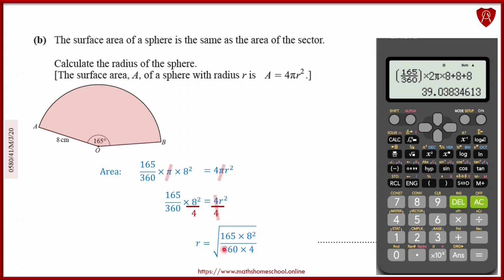And we evaluate this with our calculator. Square root fraction, top number 165 times 8 squared divided by 360 times 4. We get root 66 over 3. In decimal form, it is 2.708 etc. We shall write it to 3 significant figures as 2.71.